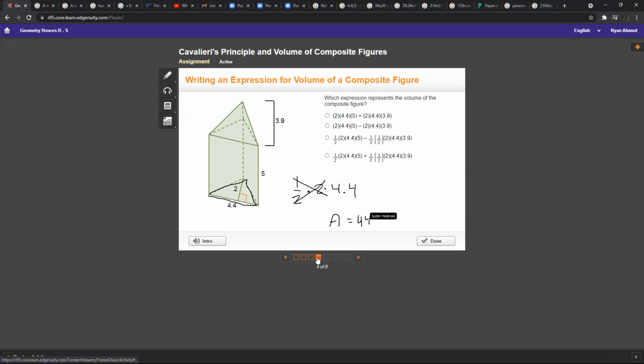Oh, they don't want us to find the answer. They want us to write the expression. So it's going to be 1/2 here. Let me start over. 1/2 base times height times the length of the figure. So in this case, it would be the base, which would be this expression right here, times 5. 5 would be our third dimension.